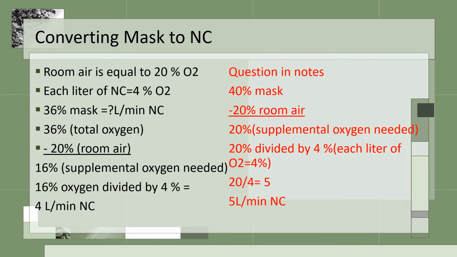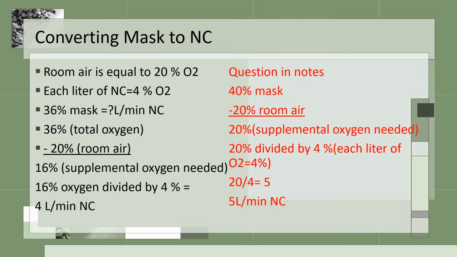So now we're going to learn how to convert a patient from an oxygen mask to a nasal cannula. So just remember, room air is equal to 20% oxygen. And every liter of nasal cannula oxygen is equal to 4% oxygen. So we have two problems here. The first one is the patient has a 36% mask. How many liters per minute nasal cannula would that be?